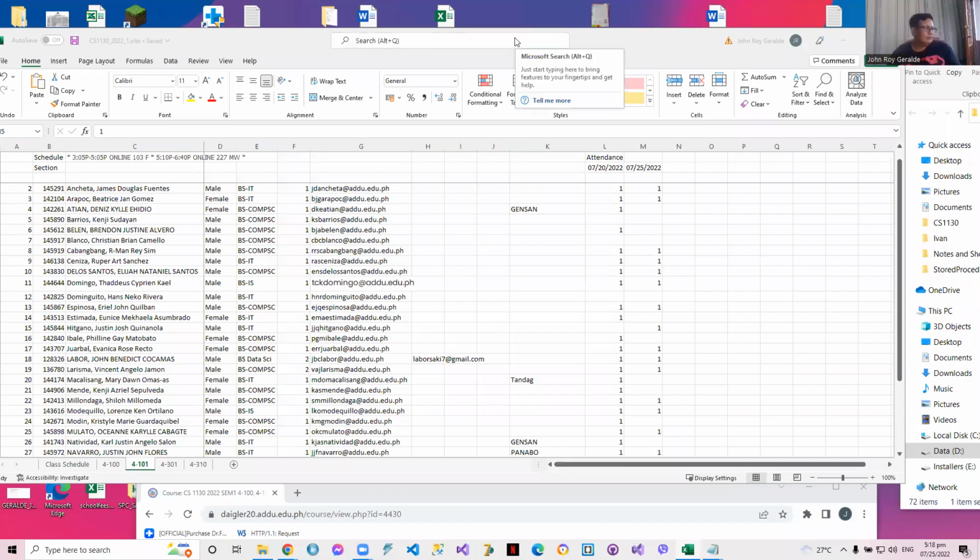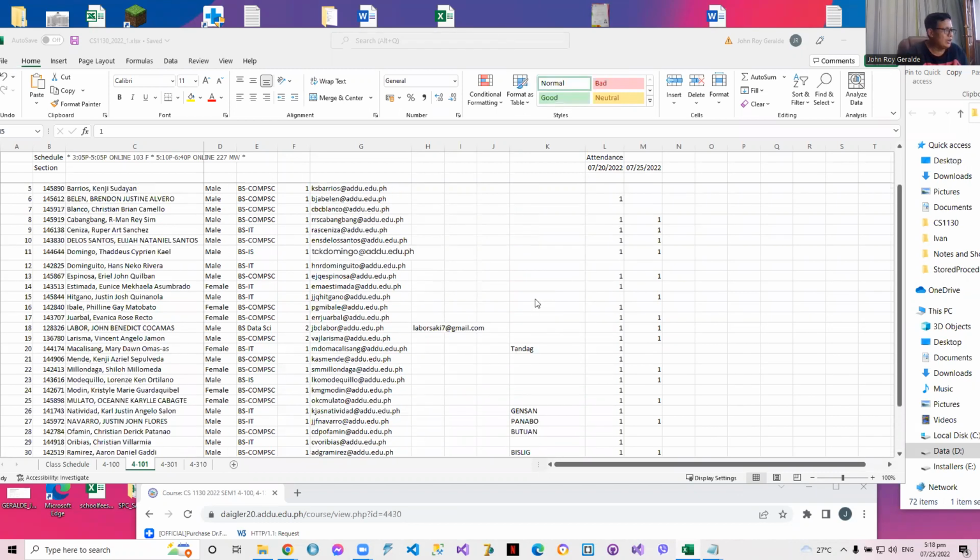Okay, so good afternoon. No? So once again, this is 4-101, a combination of ComSci, IT, IS, and I think data science students. No, all are freshmen, with a few sophomores.